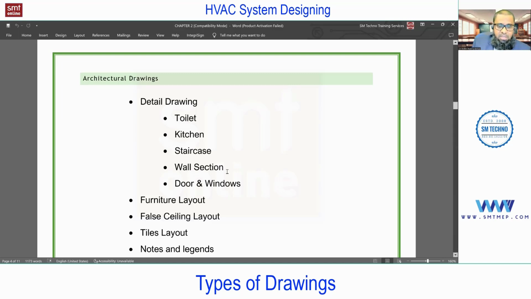At this level, I'm just giving the list of these drawings. On the architectural side, you'll also find detailed drawings for the toilet, kitchen, staircase, wall section, doors and windows. These two drawings are important for us as HVAC engineers, because the wall section will help you extract the material used in wall construction. Apart from this, we require the material used for the slab or other structural members, and even the doors and windows material.